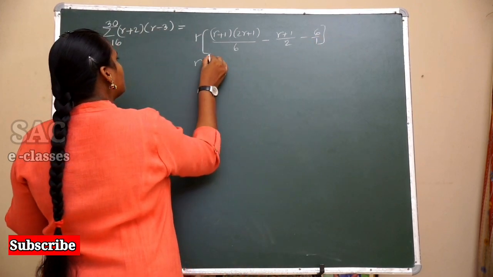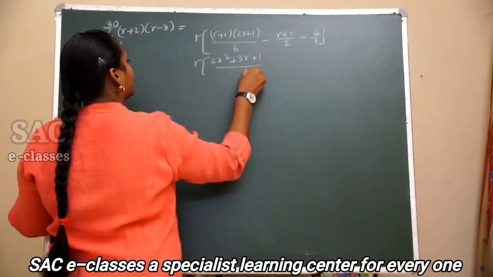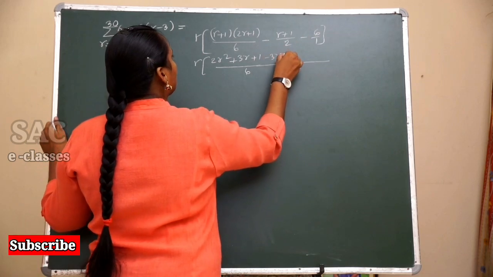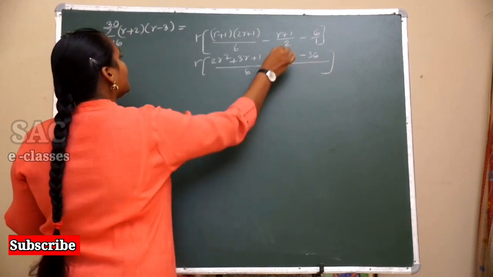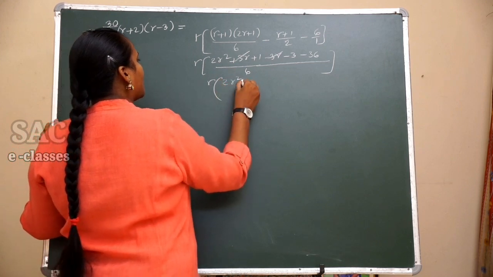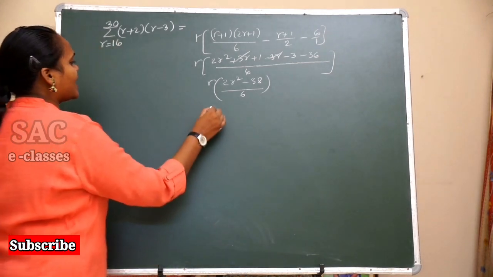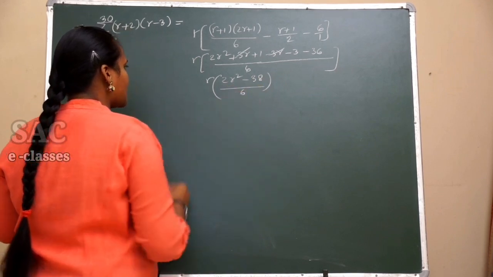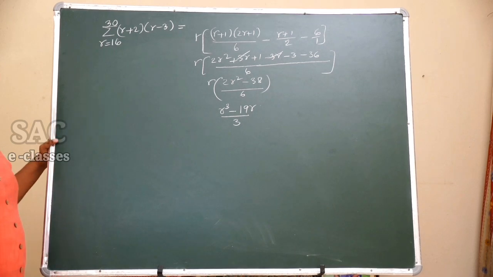Let us do the simplification. 2r square plus 3r plus 1 by 6, whole, by finding the LCM, minus 3r minus 3 minus 36. Plus 3r minus 3r get cancelled. R into 2r square minus 38 by 6. By simplifying that, you get r cube minus 19 by 3 r, which means r cube minus 19r by 3.